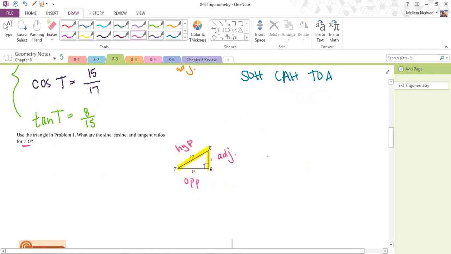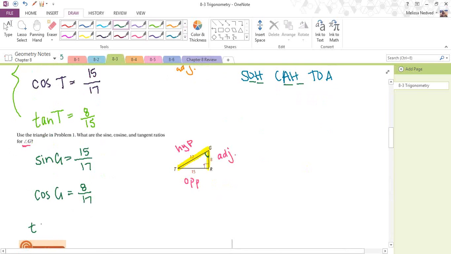Now let's do the same thing. I'm going to do sine and cosine. I want you to set up, well, let me just start with that. Sine of G. Sine is opposite over hypotenuse. G is this angle here. Opposite is 15. Hypotenuse is 17. So sine of G equals 15 over 17. Cosine of G, cosine is the adjacent over the hypotenuse. Adjacent is 8 over hypotenuse is 17.